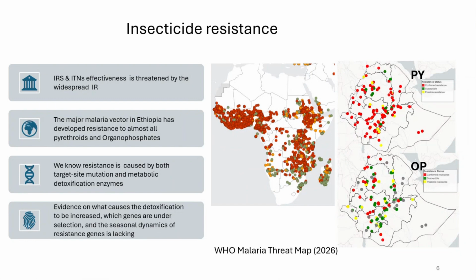However, we don't have evidence of what causes the detoxifying enzymes to be increased, or which genes are contributing to overexpress these detoxifying enzymes, and also which genes are under recent selection, and what their seasonal dynamics look like between seasons and also across geography. We lack this evidence from Ethiopia, especially for the Anopheles arabiensis vector.